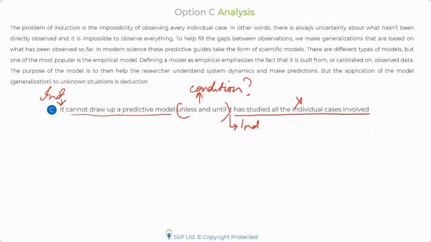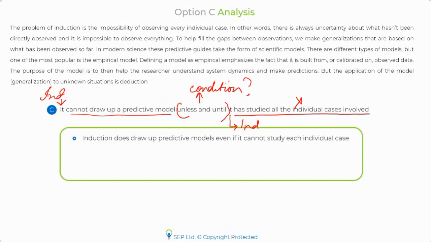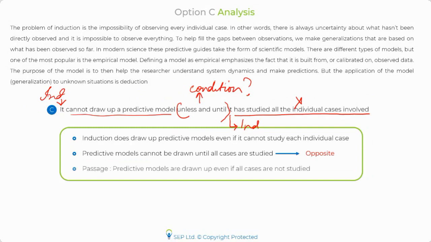Now, this is wrong. We know that even if induction cannot study all the individual cases, it does evolve a predictive model based on the generalization that it does. So predictive models cannot be drawn until all cases are studied is just the opposite. Actually, induction draws up predictive models without studying all cases because it cannot study all cases. The gaps are filled in by the cases which are studied. Remember the equation I gave you. Out of, let's say, 1,000 cases, 700 are observed, 300 are not observed. Generalizations are made on the basis of what is observed, and predictive models are drawn up. So this choice is incorrect, guys. It is the opposite of what the passage intends to tell us.